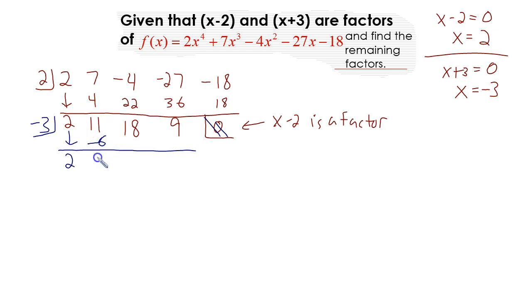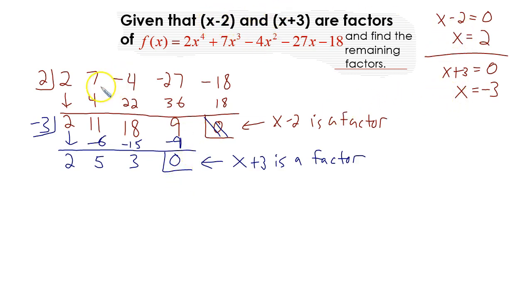Then I'm going to add, then multiply, then add, then multiply. And remember, the last part is the remainder. The remainder is 0, so that means that x plus 3 is a factor. This is what we do when we have more than one factor or more than one root.